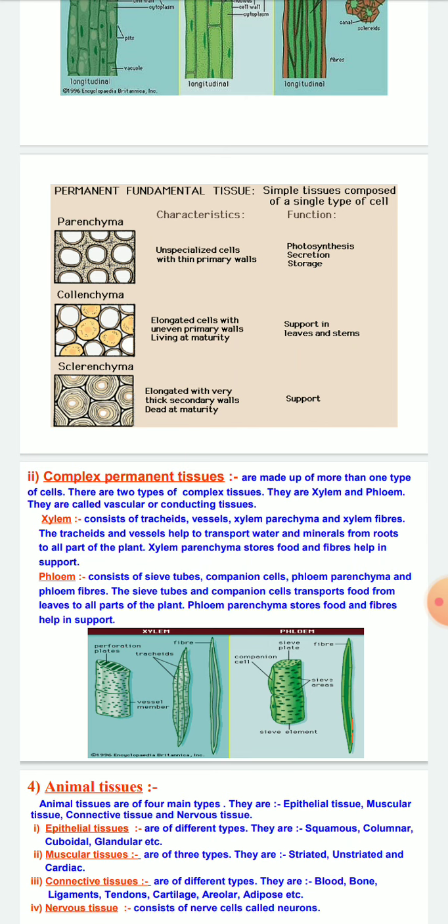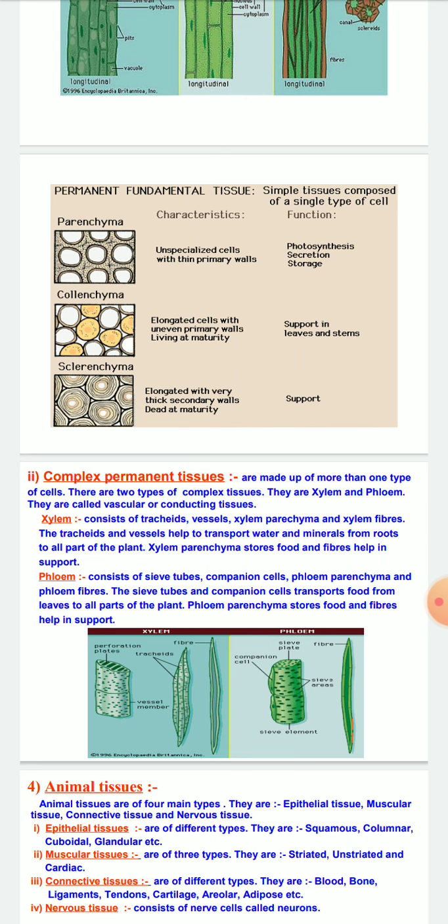The characteristics of parenchyma: unspecialized cells with thin primary walls. Collenchyma: elongated cells with uneven primary walls, living at maturity. Sclerenchyma: elongated with very thick secondary walls, dead at maturity. And the function of parenchyma is photosynthesis, secretion and storage. Collenchyma gives support in leaves and stem, and sclerenchyma gives mechanical strength.